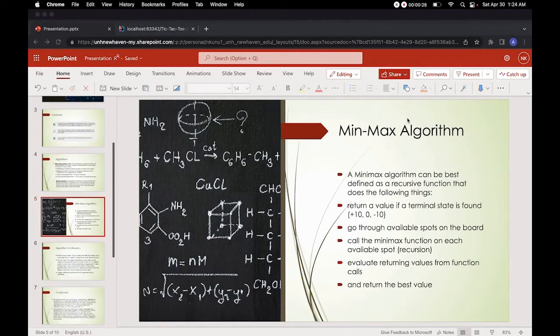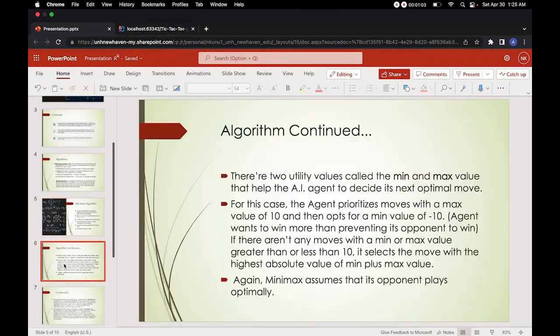So as shown in the PPT, a Minimax algorithm can be best defined as a recursive function that does the following things. It returns plus 10 points when it is a win state. If it's a draw, it returns a 0, or if it predicts it's going to lose, it returns minus 10. And it goes through all the available spots on the board after a player chooses his decision. So it evaluates each value from the recursive function and returns the best value.